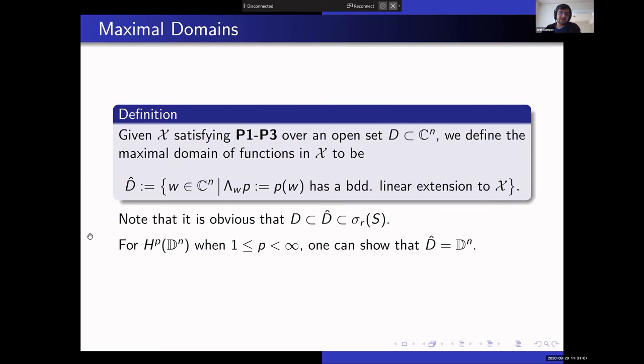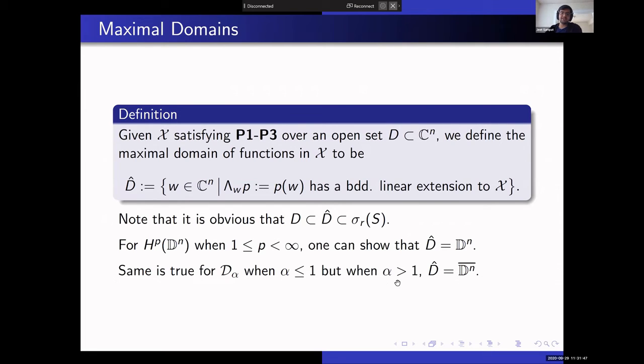Now, this isn't an obvious fact at all. For the Hardy spaces, one can show that D hat is equal to the whole space. It's equal to the unit polydisk. And it depends on the existence of a certain type of cyclic polynomials on the boundary. I'm not going to go into too much detail because it's, again, not very interesting. It's kind of like bookkeeping almost. So for the Hardy spaces, you can show that the maximal domain defined in this way is the same as the domain you started with. The same is true for the Dirichlet space when alpha is less than or equal to 1.